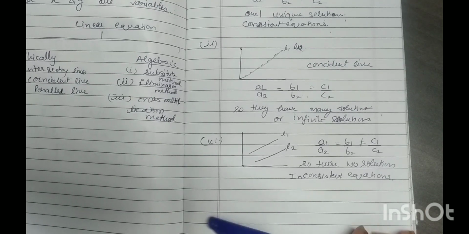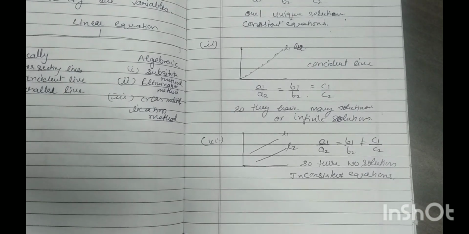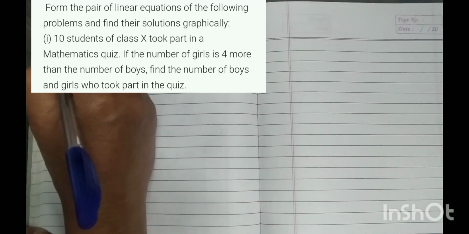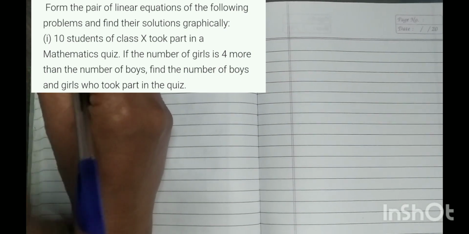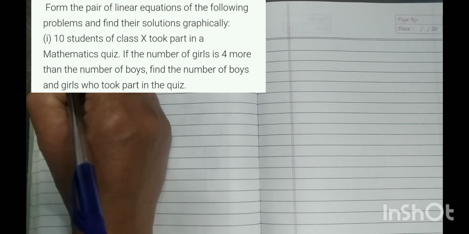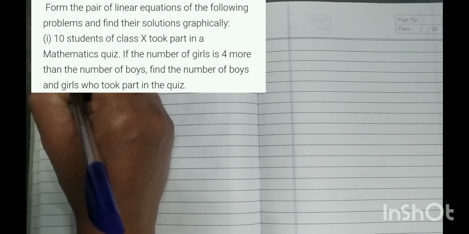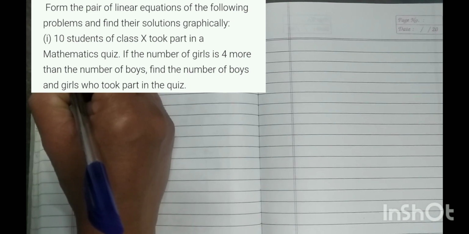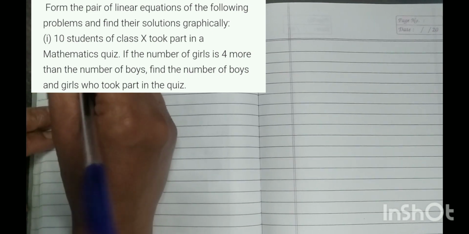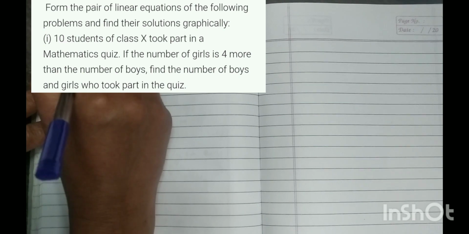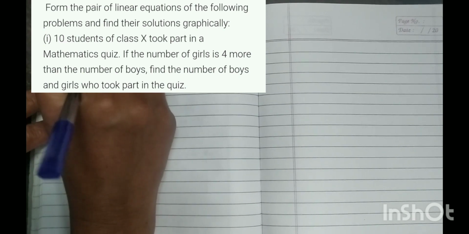Now we start from question number 1. 10 students of class 10 took part in a mathematics quiz. If the number of girls is 4 more than the number of boys, find the number of boys and girls who took part in the quiz. Question number first.